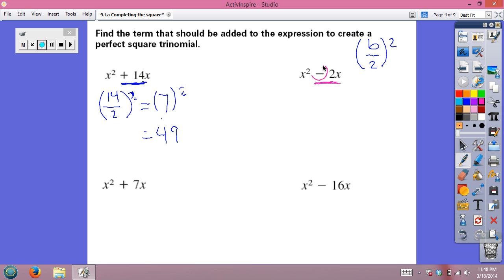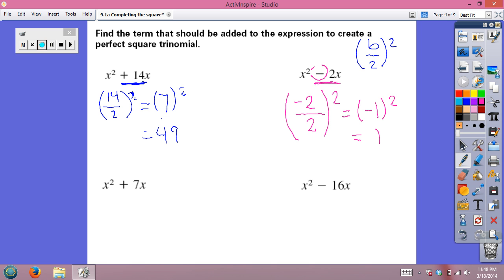In the second example, our b value is negative 2. Now do not forget the negative sign because that will be important. So we get negative 2 divided by 2 in parentheses squared, which is a negative 1 squared, which is 1.